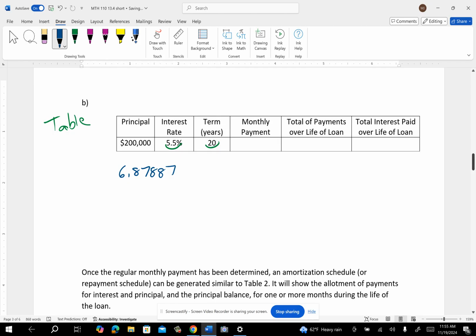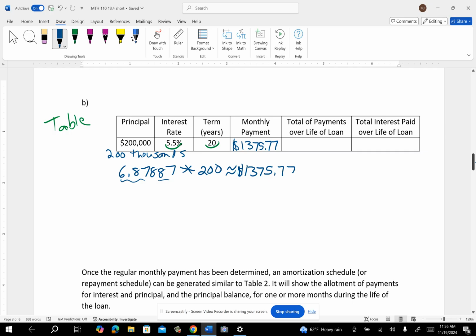So I didn't just borrow, no, I said that wrong. That $6.88 would be the monthly payment I would have to pay every month for 20 years to pay off a $1,000 mortgage, but this is a $200,000 mortgage. So that's 200 thousands, right? This is what you pay for a $1,000 mortgage. So I'd need to multiply that by 200, and that would give me my regular monthly payment. It would be $1,375.77 every month for 20 years.